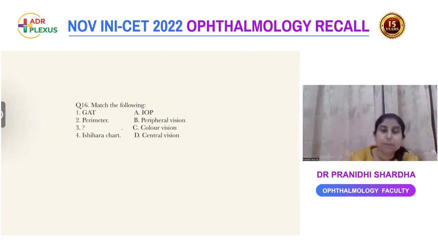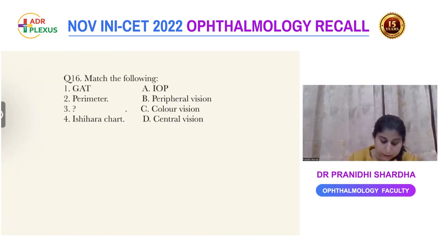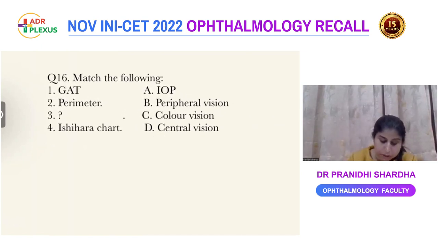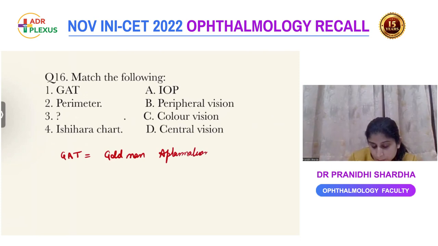Next, there was a match the following question. One of the options could not be recollected, but now let's try to match the other ones. First is GAT. What is GAT? It is Goldmann Applanation Tonometer. Basically, the gold standard test to measure IOP. It is the gold standard test of IOP measuring.